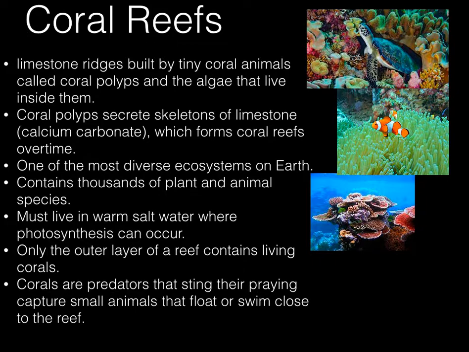Photosynthesis is really important in these ecosystems, so they're pretty shallow. Only the outer layer of a reef contains living corals. And corals are actually predators, and they sting their prey as they enter into the reefs by either floating or swimming close to the reef.